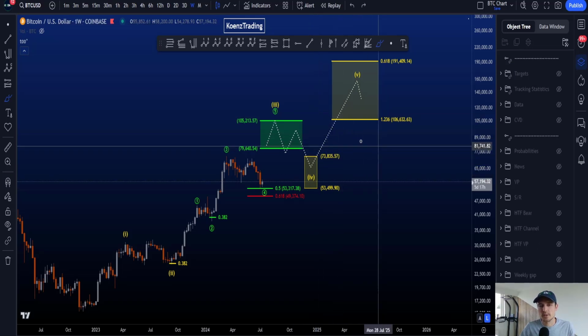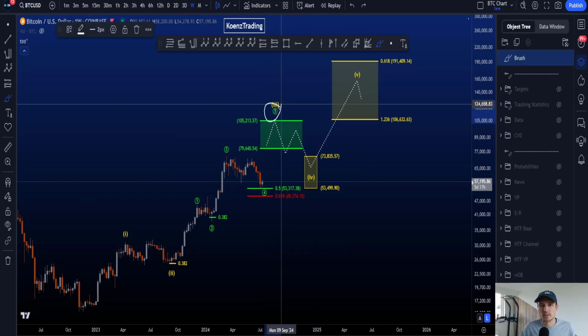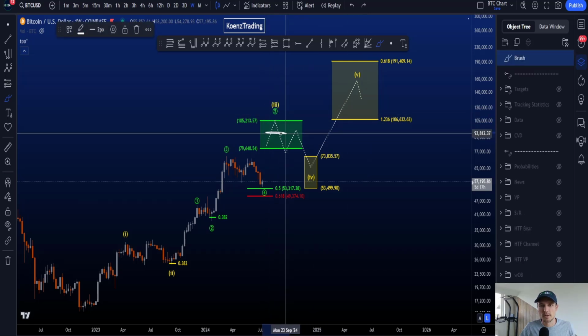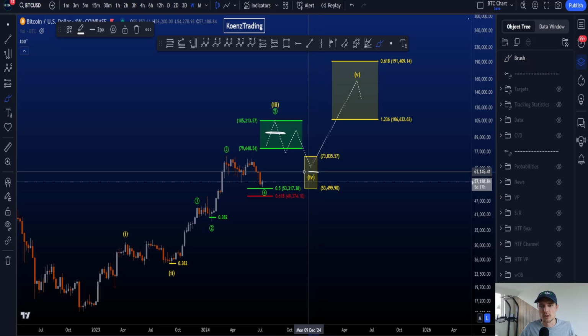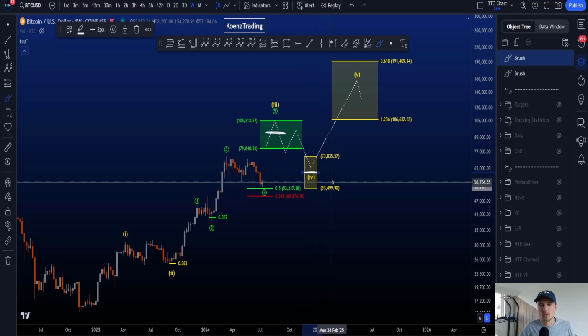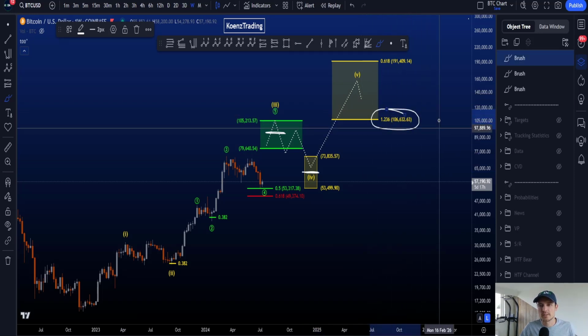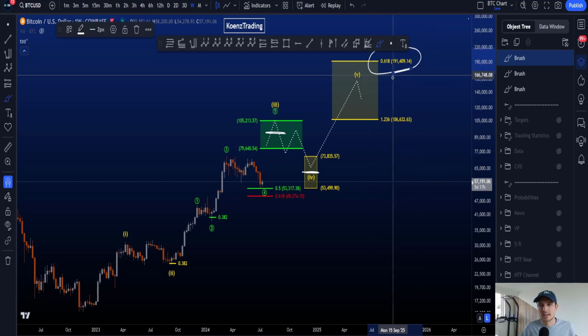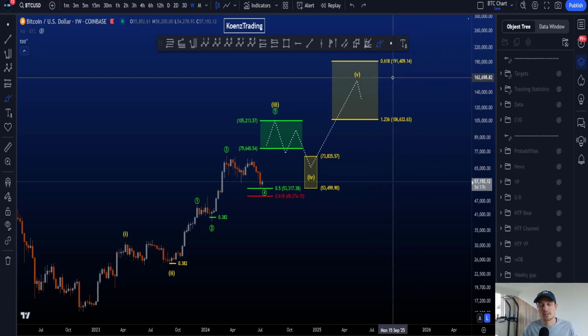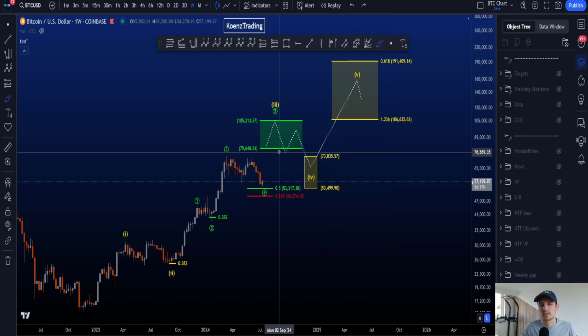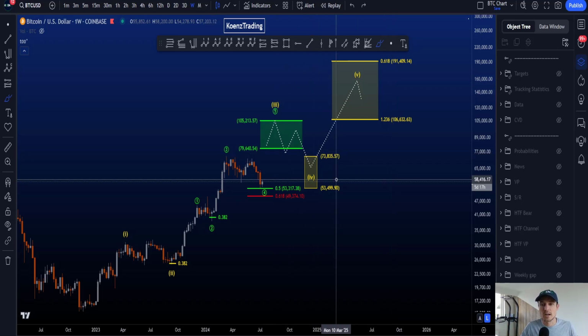Now, based on a little bit of an estimation of the green wave 5 finishing somewhere in the middle of this box and the yellow wave 4 finishing also somewhere in the middle of the target box for a yellow wave 4, the target area for your wave 5 is between 106k and 192k. Again, it is a very big target area, but based on the lower time frame counts and eventually the information that we have at that time, we can get a lot more specific.